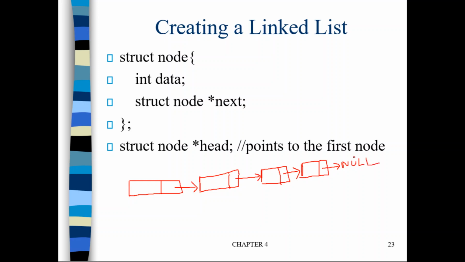We also need something to point to the first node. For that we'll be using a pointer called header. The header is a special pointer which will point to the first node. Header, or just we'll say head. Head is something which will always point to the first node. So this is how we define the singly linked list.